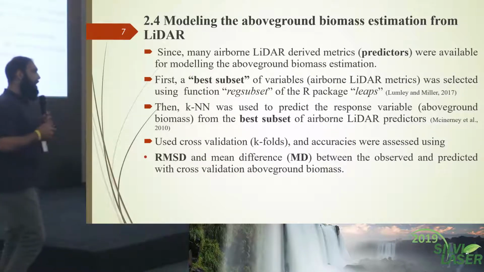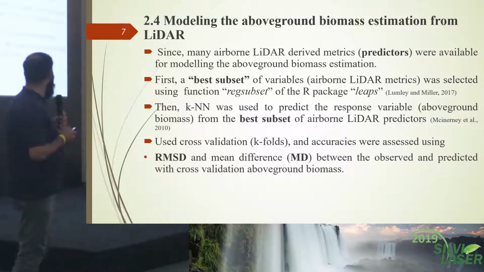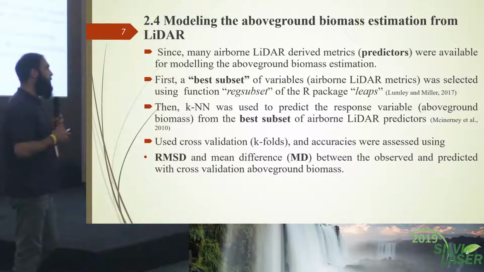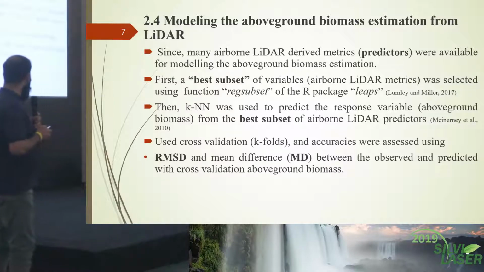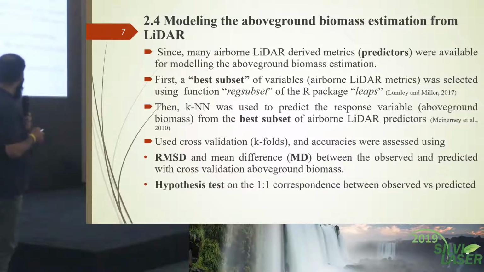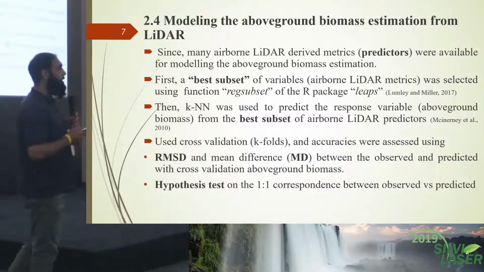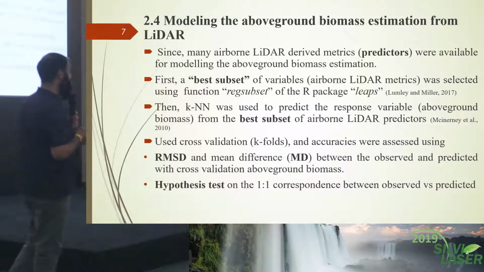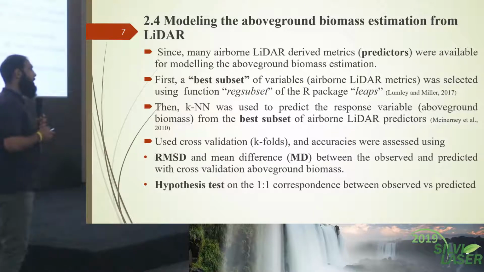We calculated the RMSD and mean difference between the predicted and observed values to find the precision and bias. We also used a hypothesis test on the one-to-one correspondence between the predicted and observed values to find this correspondence analytically instead of visually.